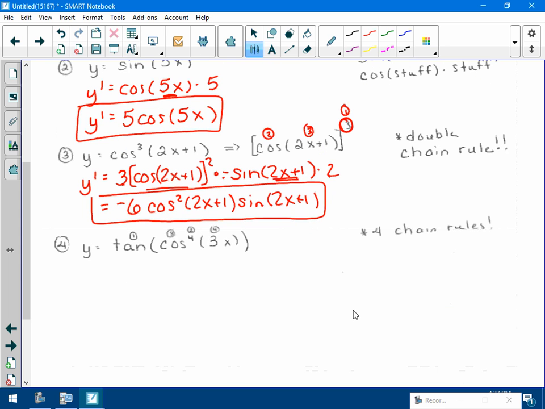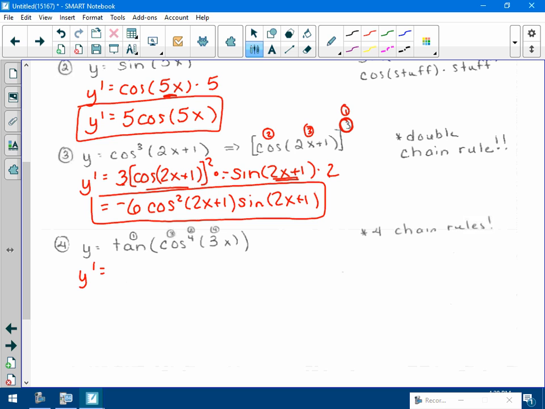Okay, last one. Tangent of cosine to the fourth of 3x. This is even crazier. There's 4 chain rules going on. I got to take the derivative tangent of stuff. Then the inside here is cosine to the fourth. That 4 is going to have to come out like this last one. And then deal with cosine. And then deal with 3x. There's a lot going on here. So, take it piece by piece.